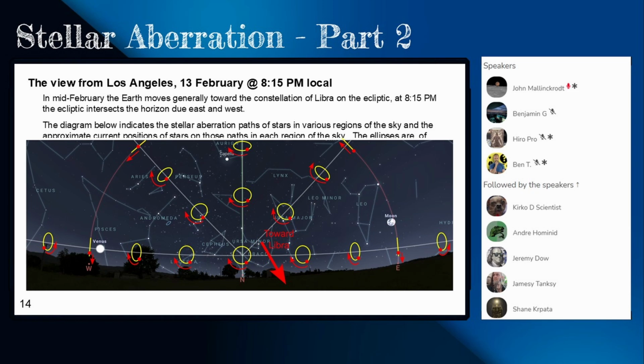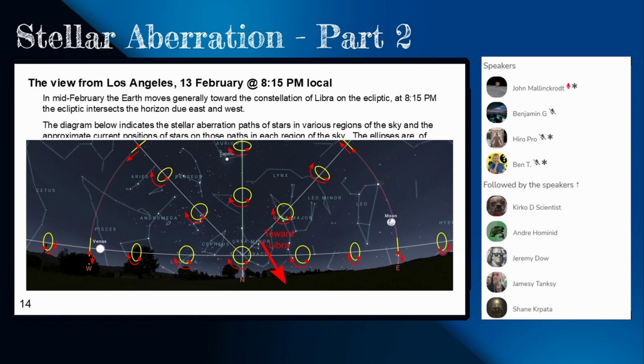And I've drawn little circles and ellipses there showing the aberration paths of stars in different parts of the sky, and the direction that aberration shift will move around during the course of the year. You'll see there's a couple of them on the south side of the ecliptic. They're moving counterclockwise, while all of the paths within the ecliptic are moving in the clockwise direction, because those are all north of the ecliptic.